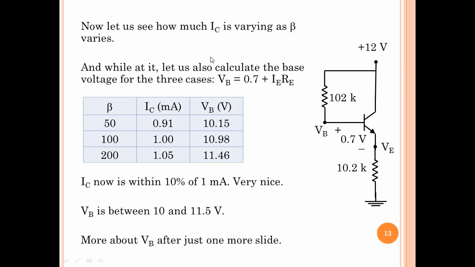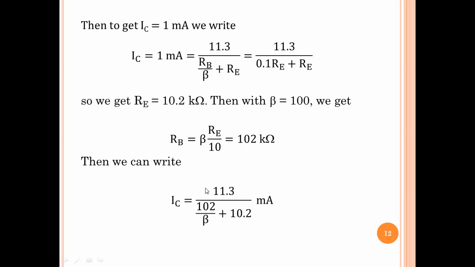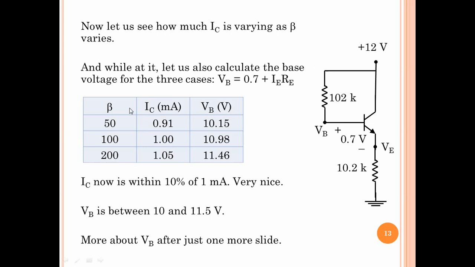This is just a simple calculation. So you can do the calculation and let's make a table. We make a table of beta versus IC. While we are at it, let us also find VB, because VB is a specification. VB we can see from this circuit is 0.7 volts plus IE RE. So when we find IC, we can find IE, and we know RE already, so we can find VB.